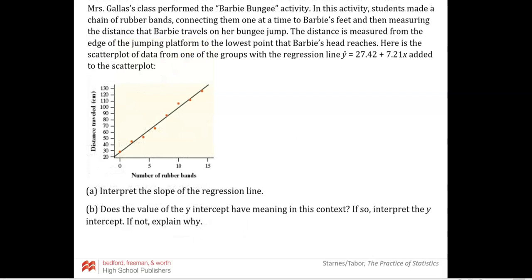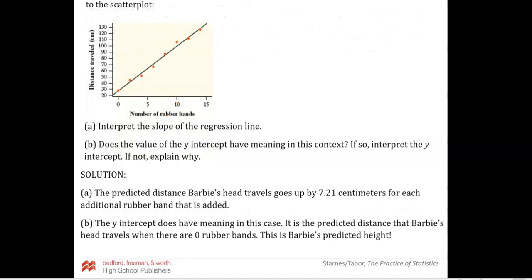Okay, interpret the slope. In context, the slope is 7.21 divided by 1. For every 1 unit increase in x, for every time the number of rubber bands increases by 1, we predict that the y, in this case the distance traveled, will increase by 7.21 centimeters. So the predicted distance Barbie travels goes up 7.21 centimeters for each additional rubber band that is added.